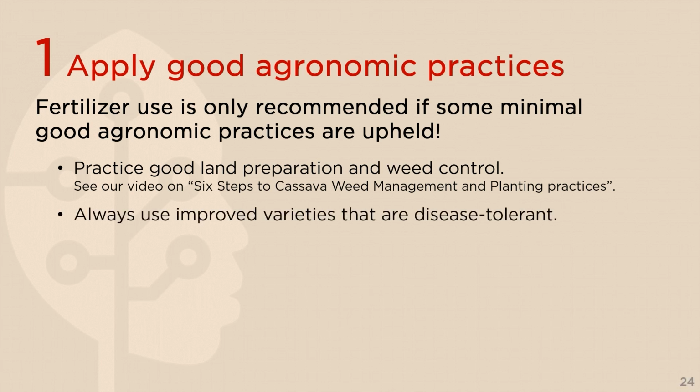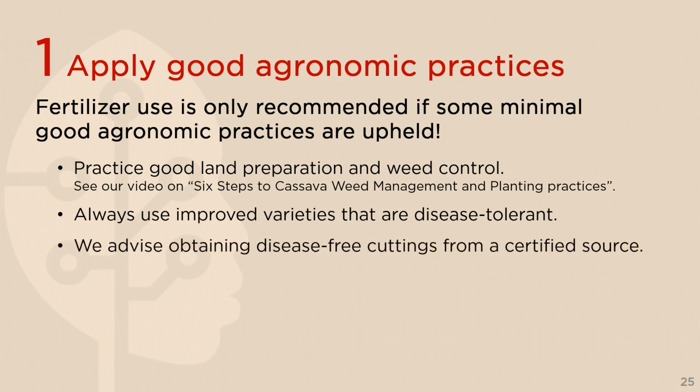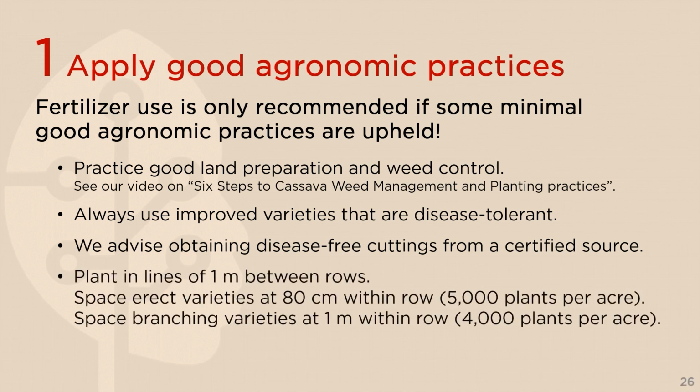Always use improved varieties of cassava that are high yielding and disease tolerant. Make sure you obtain disease-free cassava cuttings from a certified source. Plant your cassava in rows that are 1 meter apart, and within the row, space erect cassava varieties at 80 centimeters from plant to plant, and for branching varieties, space them at 1 meter from plant to plant. This information is also summarized in the farmer's worksheet.